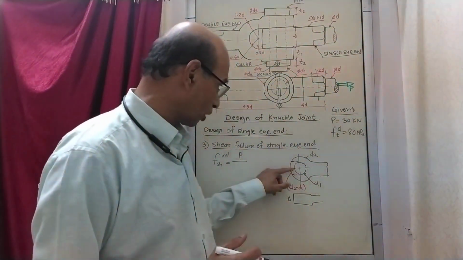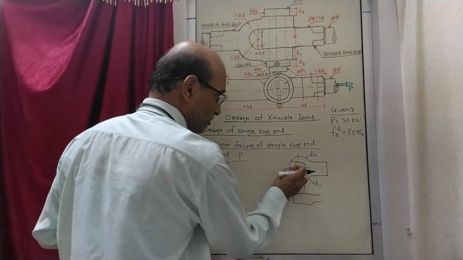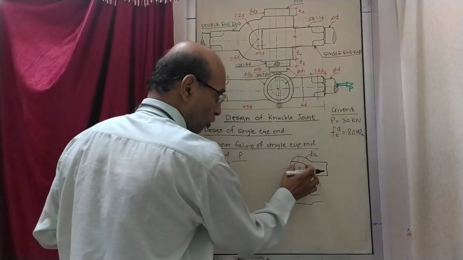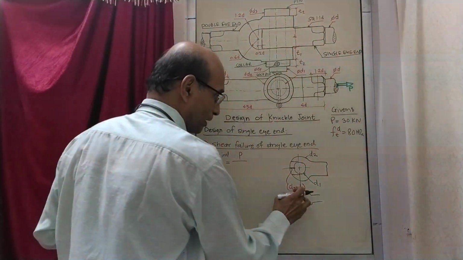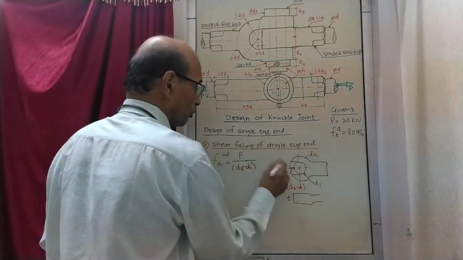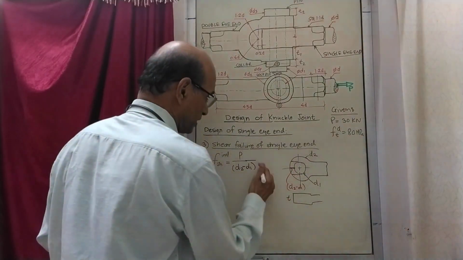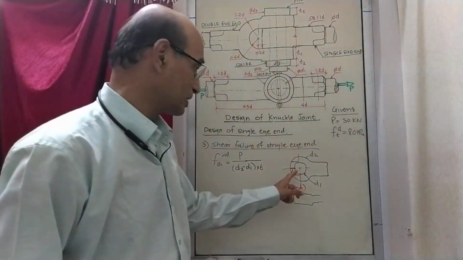So we are trying to find out how much this area is. It will be d2 minus d1, which is this and this, both sides. Out of these both sides, one will be taken here and one will be taken here, so that's why d2 minus d1 becomes sufficient. So I'll write here d2 minus d1, that is one side, and the other side is t. So that becomes the resisting area for the single eye end.